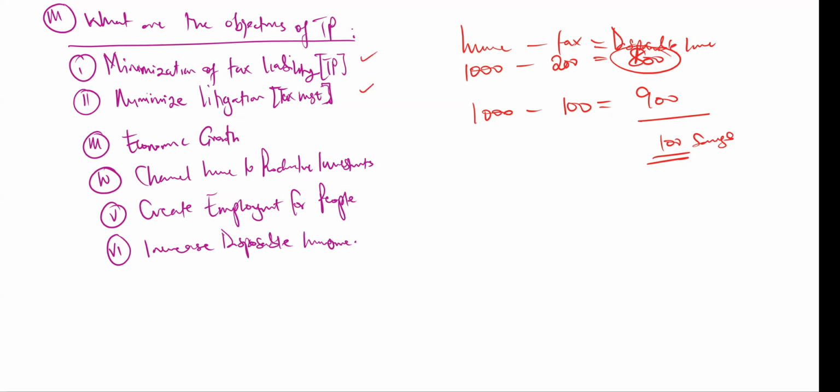Let's look at some points. We've talked about this. Let's look at economic growth. How can tax planning lead to economic growth? How can tax planning channel income to productive investment? How does it create employment for people? Yes, you answer me. I told you it's an open forum. Everybody has to talk. So how do we see this?